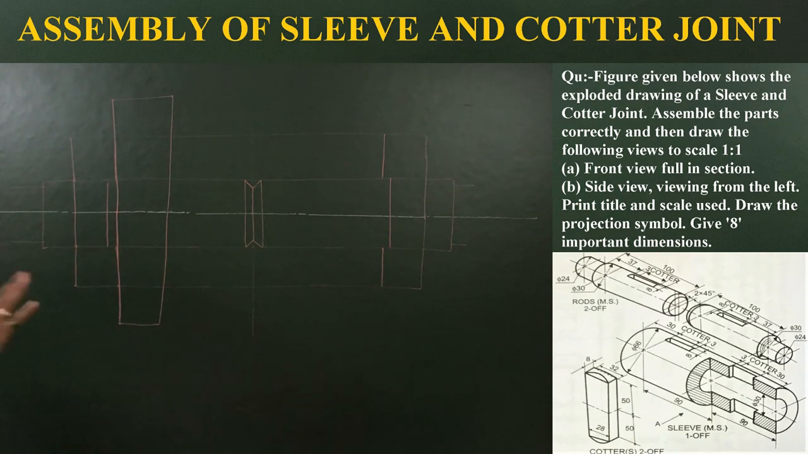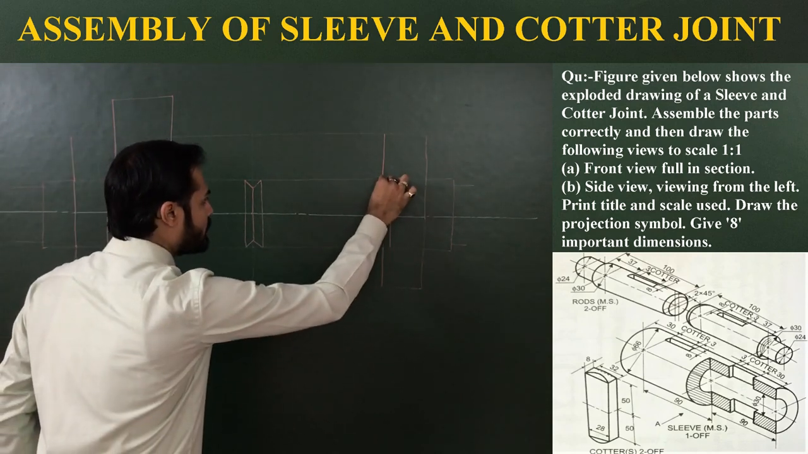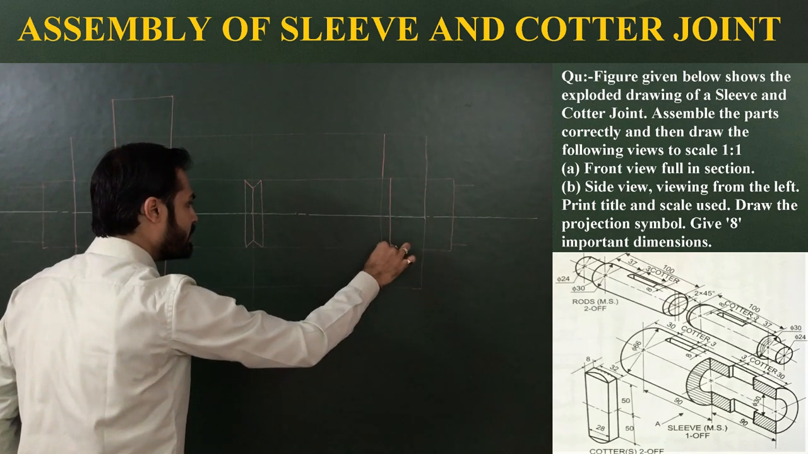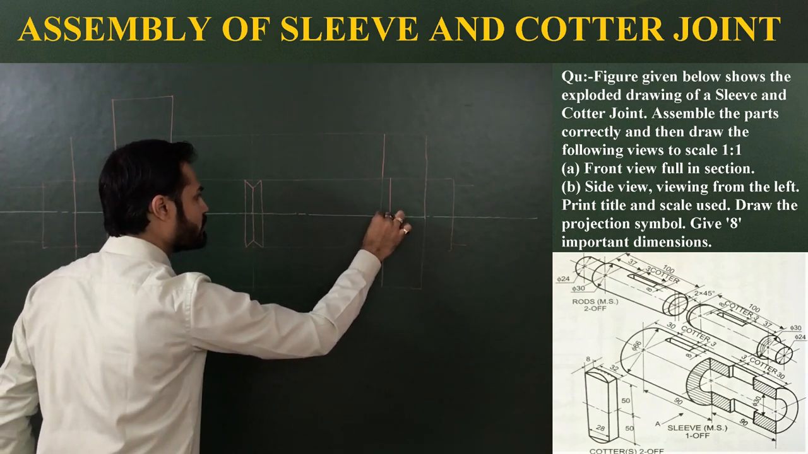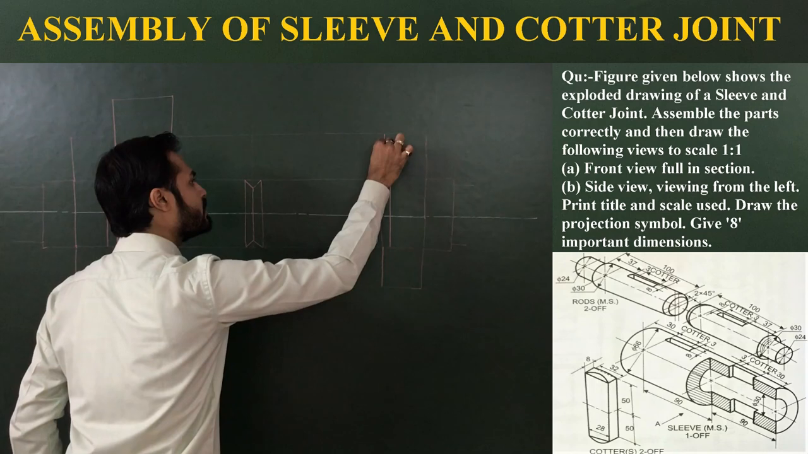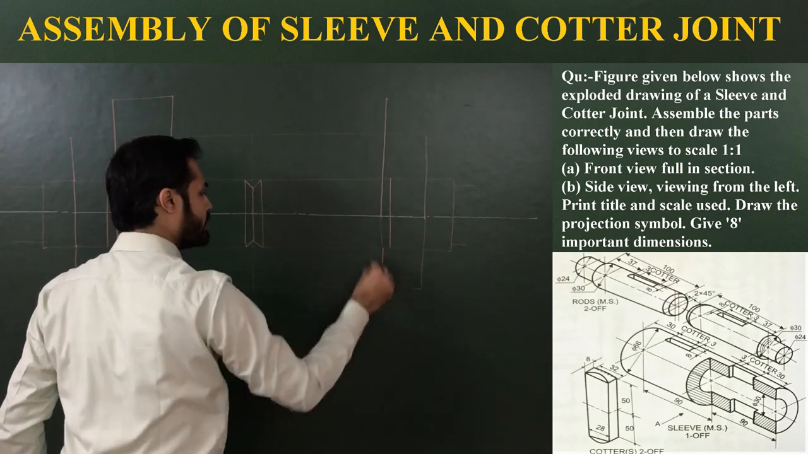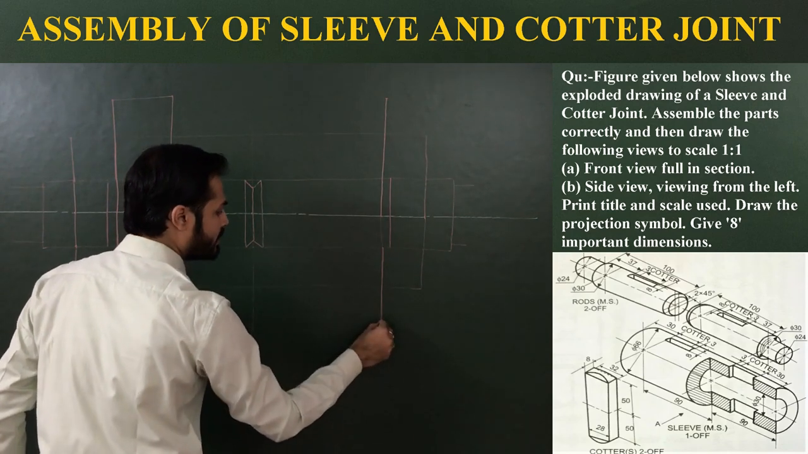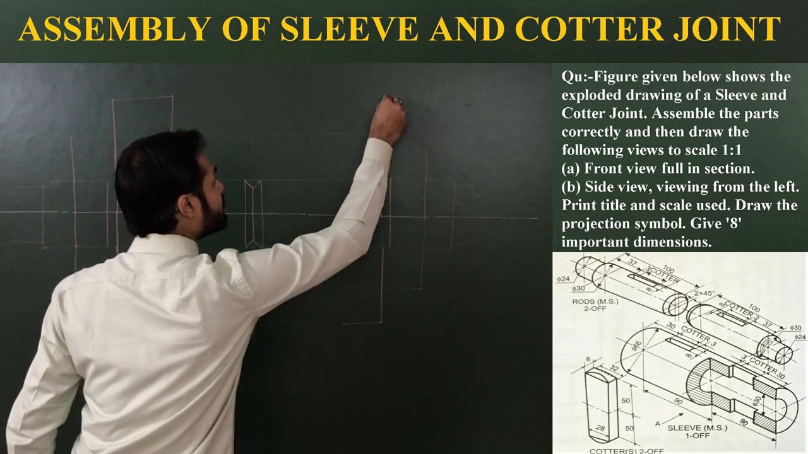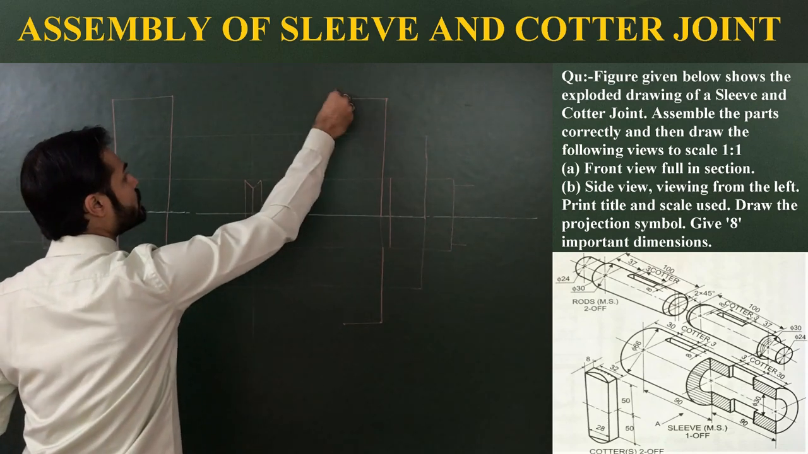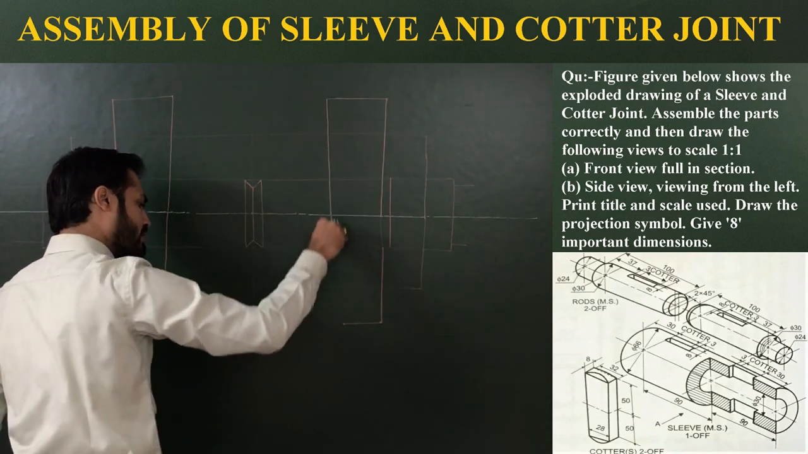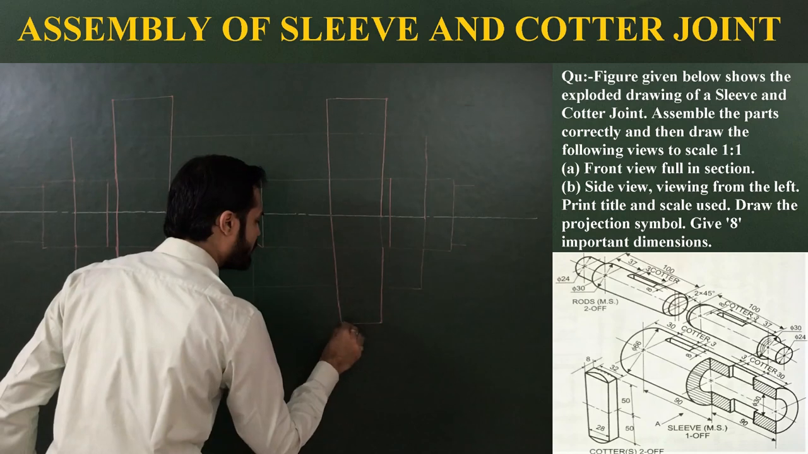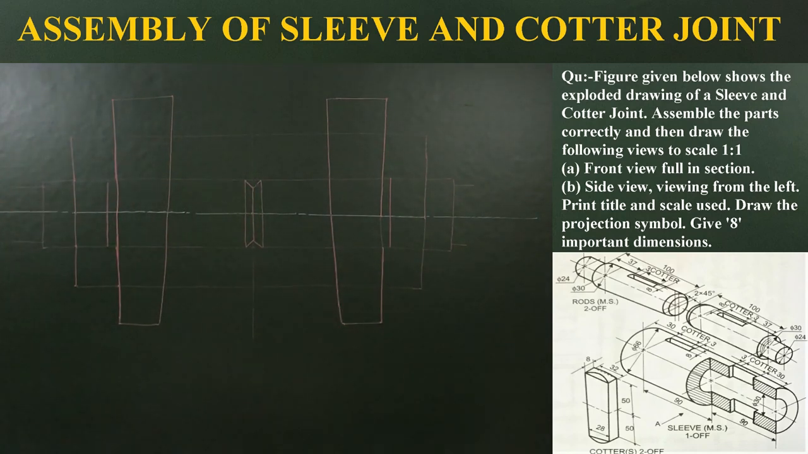Similarly, on the right hand side, this is the common starting plane of the cavity. So from this point, vertically for 50, vertically for 50, and then 28 and 32, and join them. So these are cotters with taper on opposite faces.